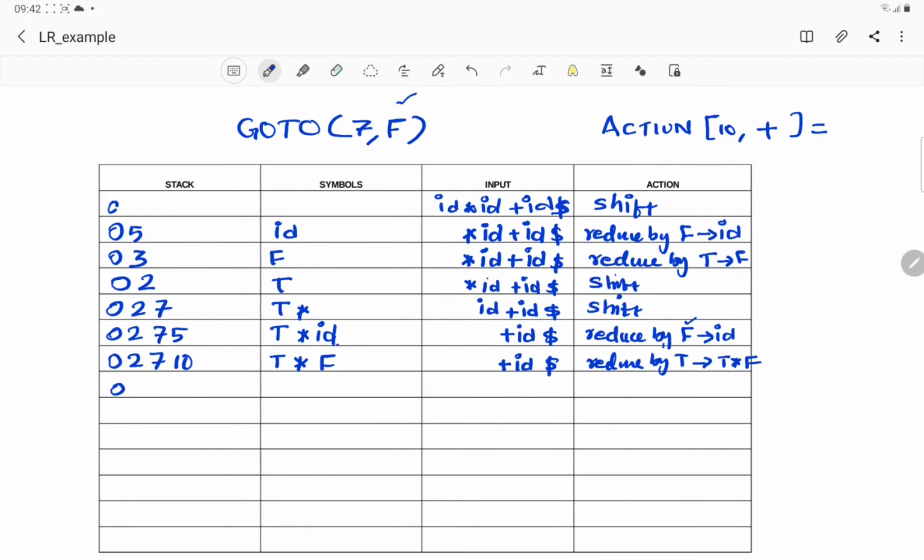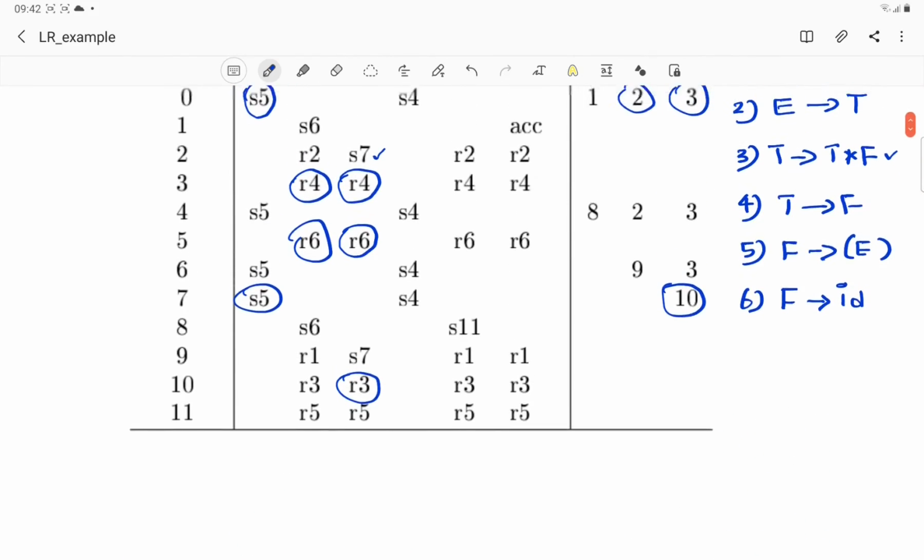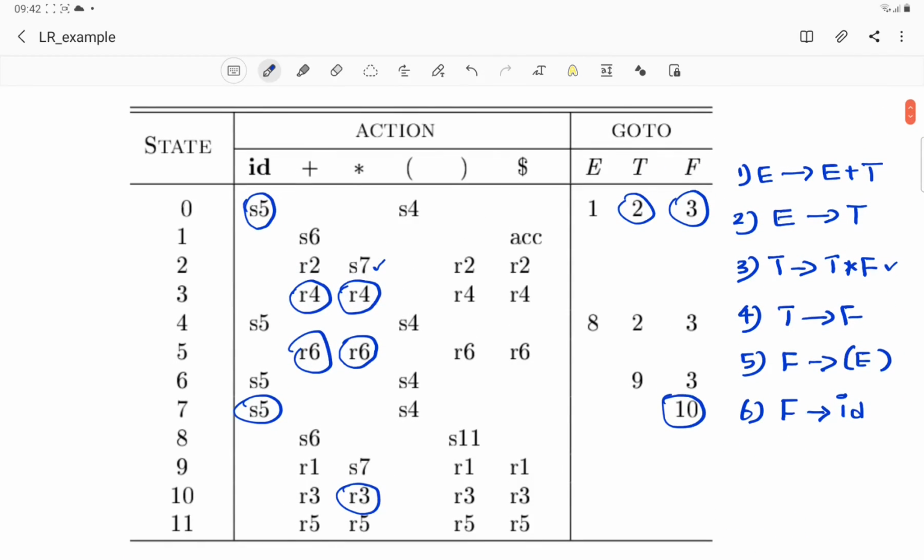Next we need to compute goto of 0 comma T, because the head of this production is T. What is the value for goto of 0 comma T? Looking at 0 T, it is 2.